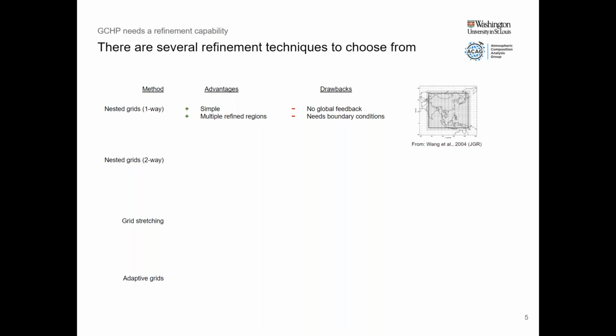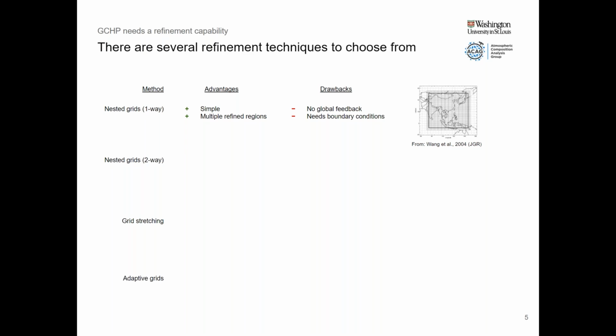And so now I'll go over a really quick overview of the primary refinement methods that are out there. The first is one-way nested grids. This is where you run a coarse global simulation, and then you use the output of that simulation to provide the boundary conditions for regional simulations. And so this is a really nice, easy, simple technique. You can have multiple refinements, but the main drawback is that you don't get any feedbacks from those regional simulations.